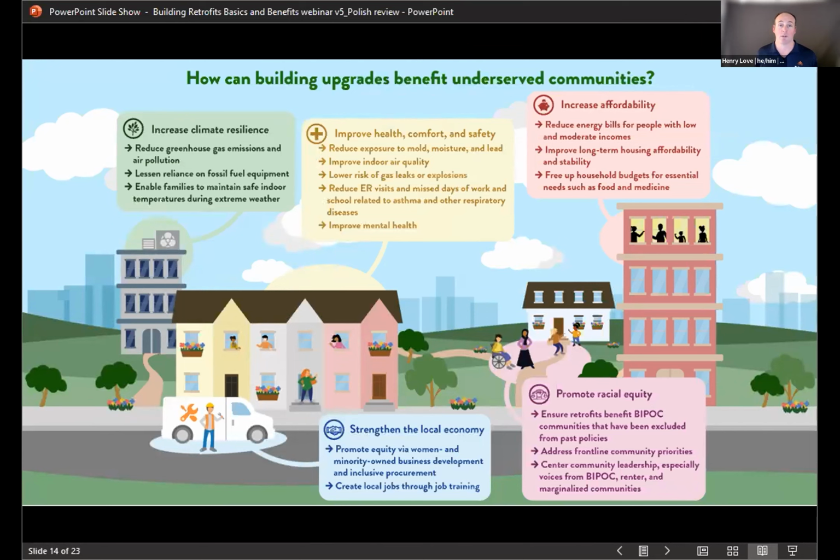Another very important benefit is promoting racial equity and ensuring retrofits benefit BIPOC communities that have been excluded from past policies, address frontline community priorities, and center community leadership, especially voices from BIPOC renters and marginalized communities.